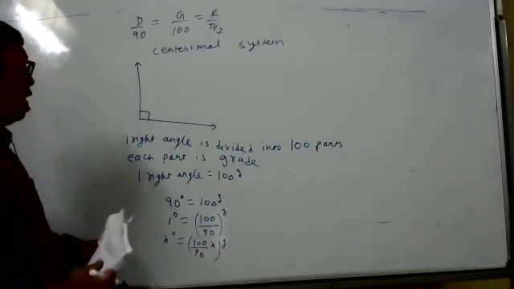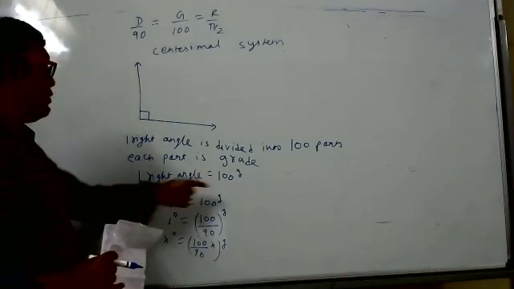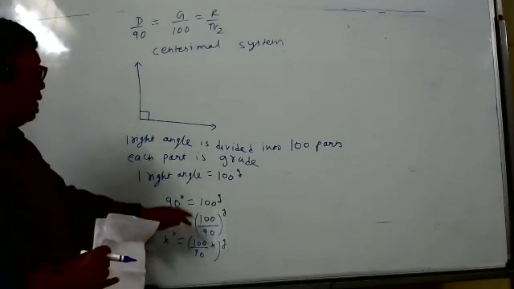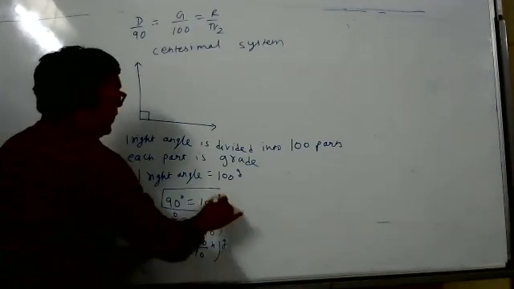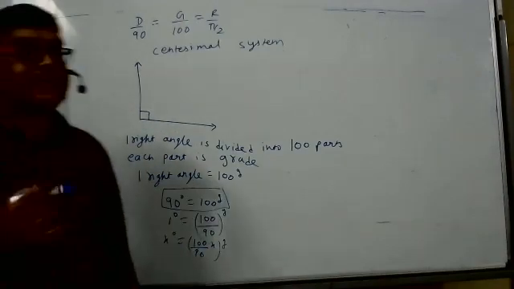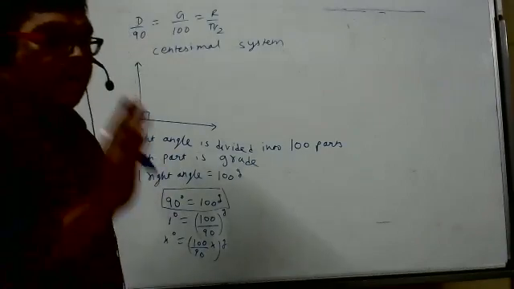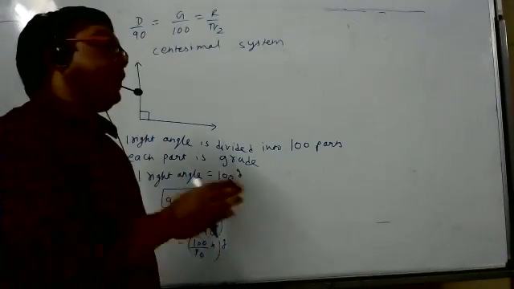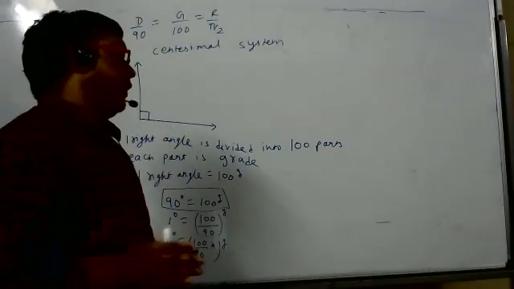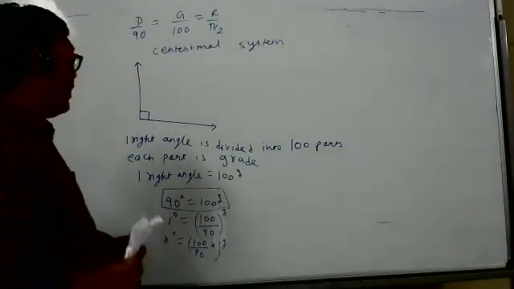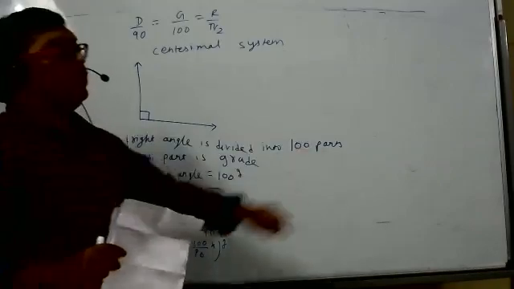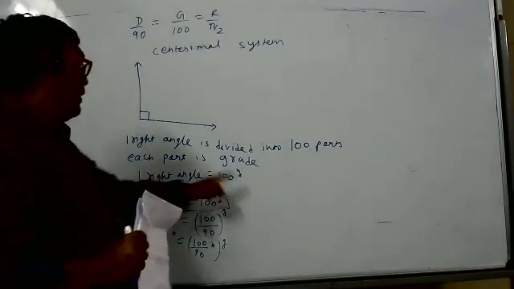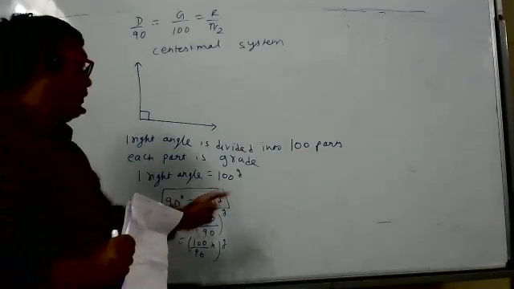And suppose you want to convert from grade to degree, means go the other way round. So learn this result. 90 degree is equal to 100 grade, because in the sexagesimal system, one right angle is divided into 90 equal parts. Each part is called a degree. So one right angle is equal to 90 degree. But here one right angle is equal to 100 parts, 100 grade. So 90 degree is equal to 100 grade.